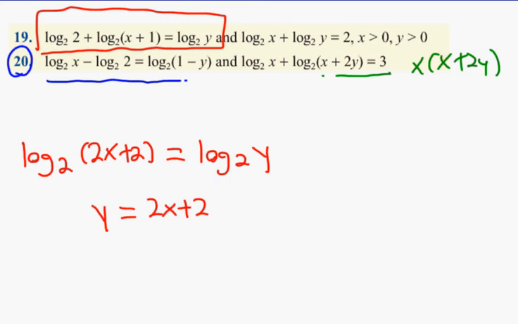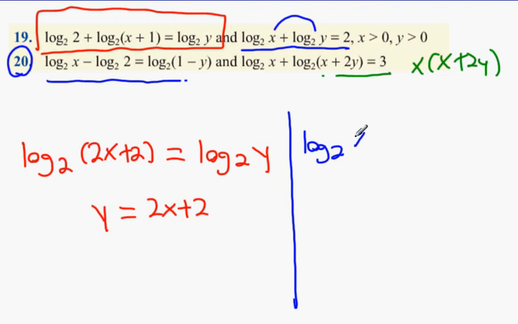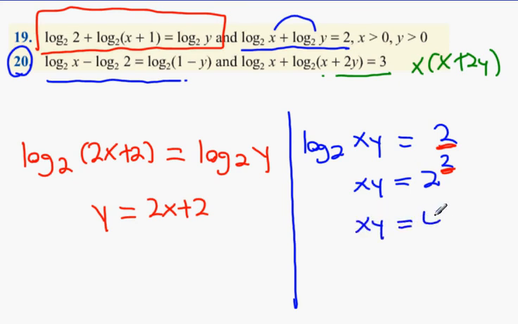Next one is the 2 of these equals 2. So I'm going to do this in blue. Everything here is the blue side. So we're going to get log to the base 2 xy equals 2. You know the rule. This is the base, that's the power. Xy equals 2 to the power 2. This 2 here is this one here. Then once we've done that, we're going to get xy equals 4.